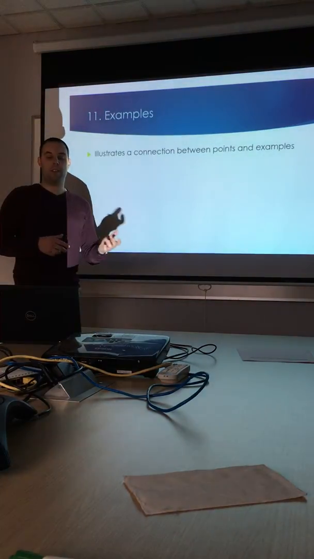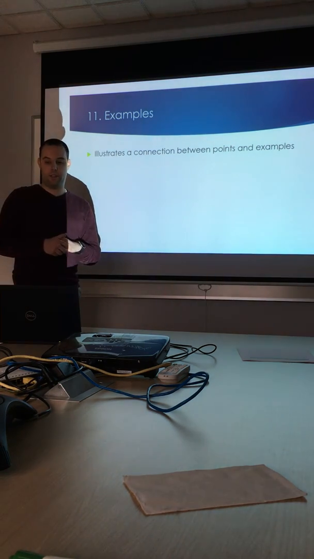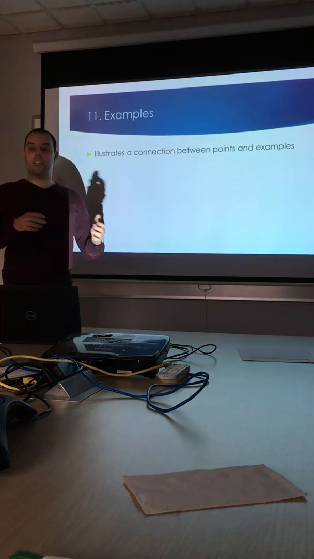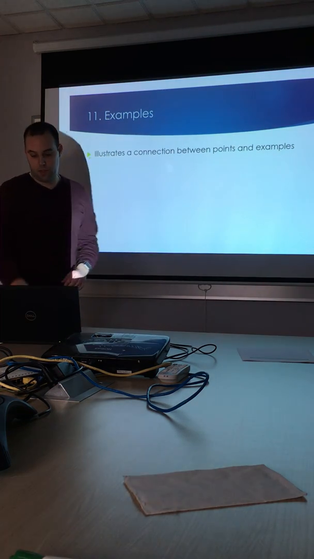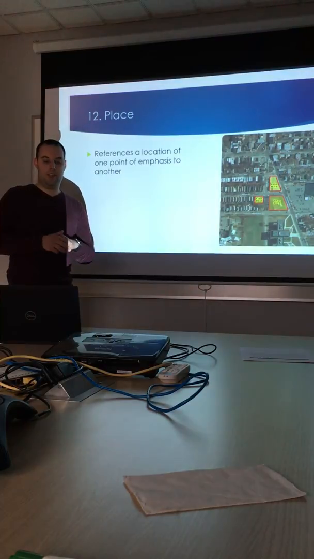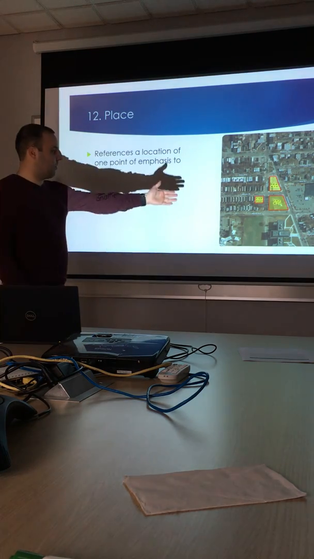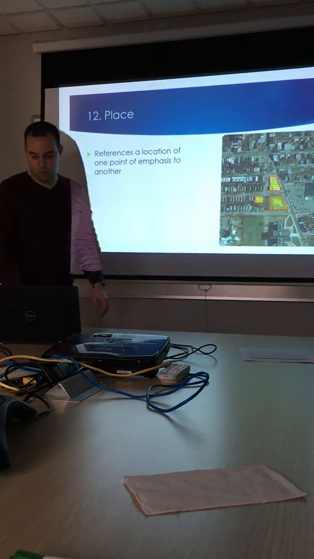Eleventh, examples, which work best with visual aids, illustrate a connection between points. For example, as we can see through the visual aid, something along those lines. The 12th one is place. It references a location. So, opposite to, to the left of, this is the Delaware Ave project, this land plot is below this land plot, phrases like that.